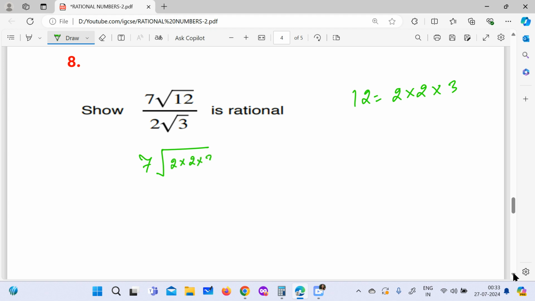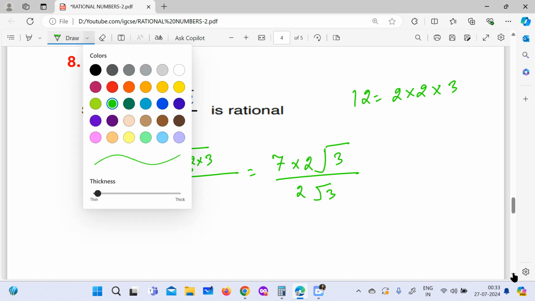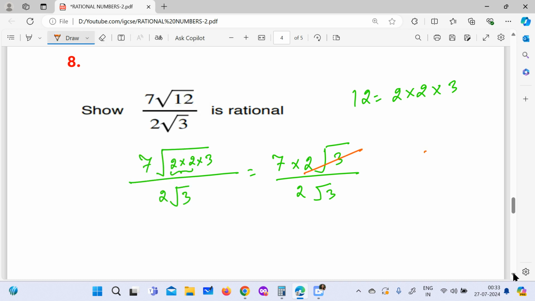7 times 2 times root 3 over 2 root 3. This is 2 squared, so one 2 will come out, and you get 7 times 2 root 3 over 2 root 3. So here 2 root 3 and 2 root 3 can be cancelled. So you get 7, and 7 is a rational number. So we showed that 7 square root 12 over 2 square root 3 is a rational number.